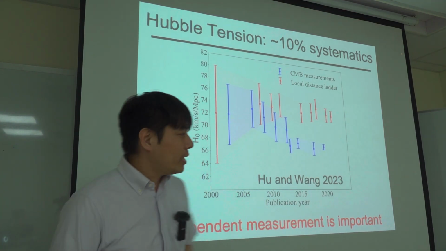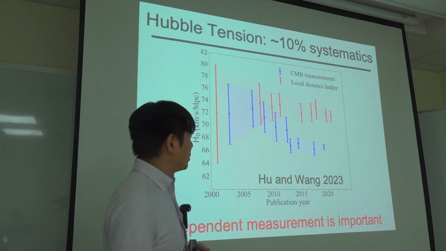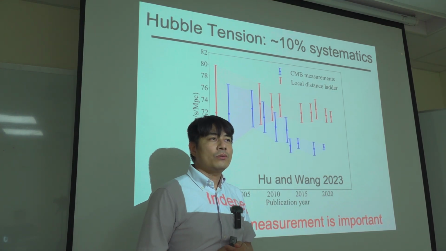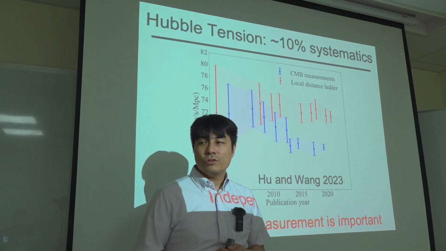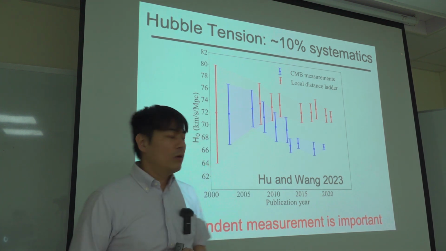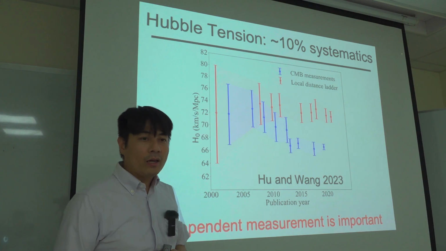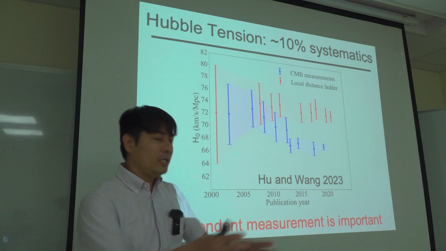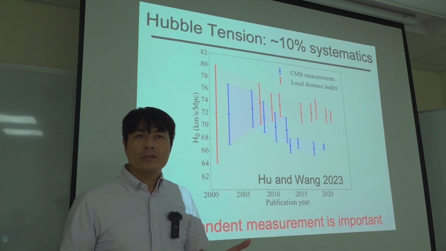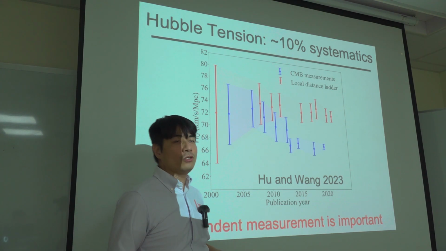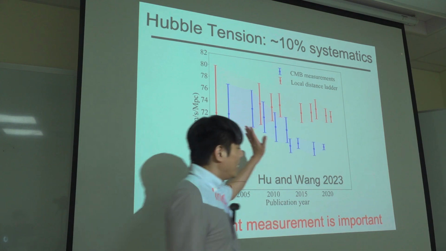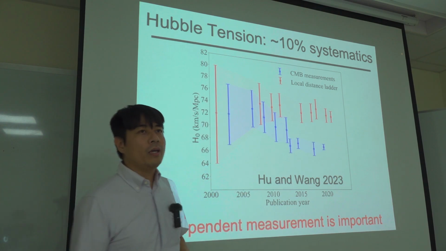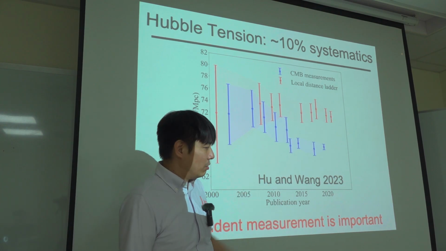Then how to address it? I don't know yet, to be honest. But one thing we can do is add more independent methods, or independent measurements, of the Hubble constant. Let's put all the results from different independent measurements together and see how they differ. Then there might be a hint to resolve this issue. So adding independent methods to measure the Hubble constant is very important. Many people are trying to do so.